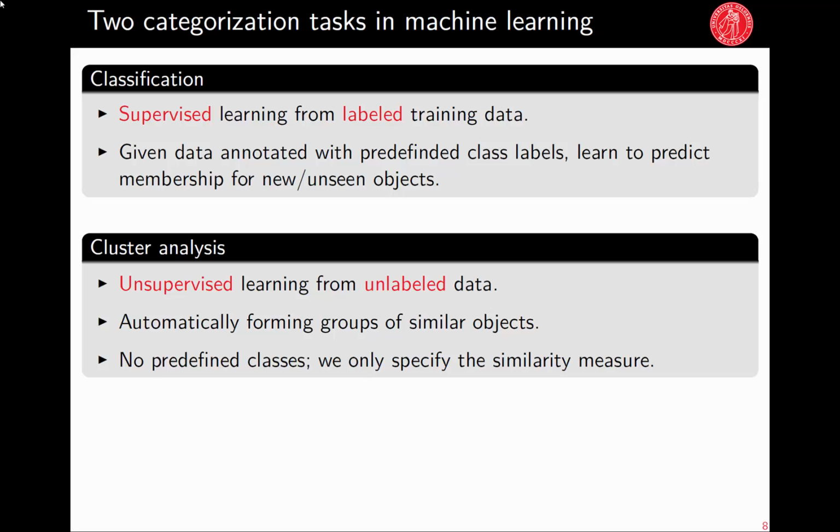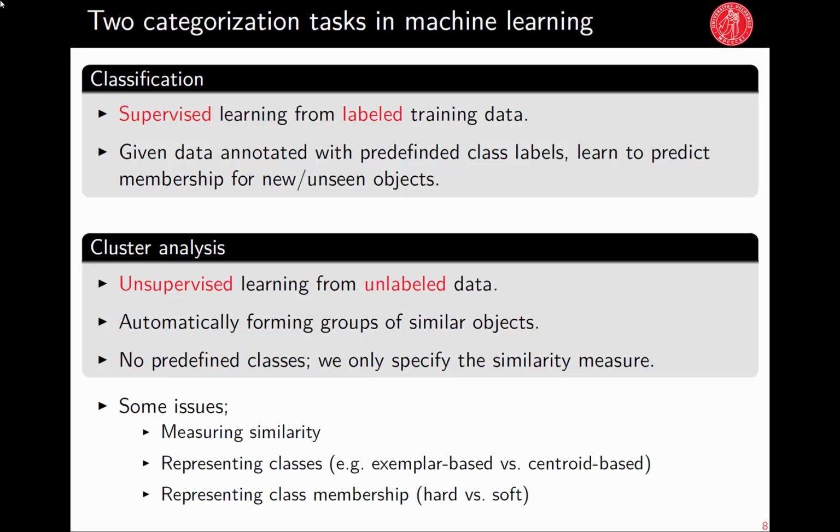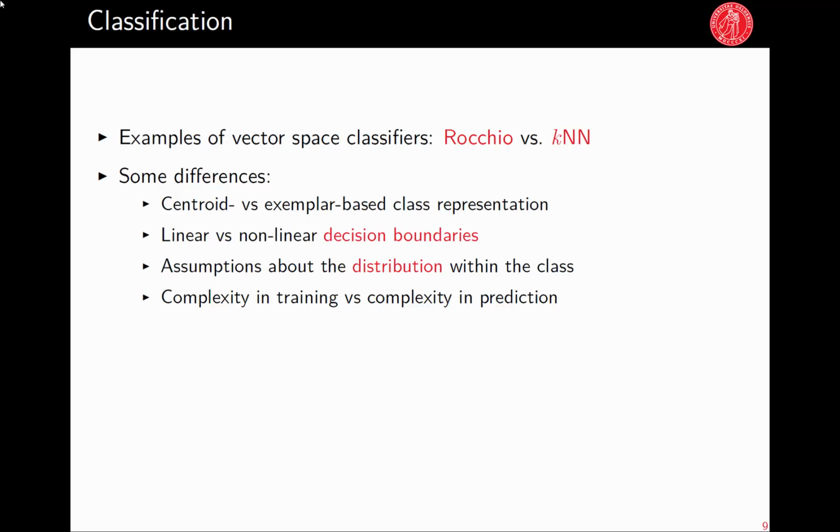Whereas in unsupervised learning, we have no labeled data, and we're left with only the data, and in our case, in cluster analysis, whatever similarity measure we chose to impose on our data objects. Some of the issues common to both classification and cluster analysis that we talked about were different ways of measuring similarity, different ways of representing classes, and different ways of representing class membership. We return to some of these points.